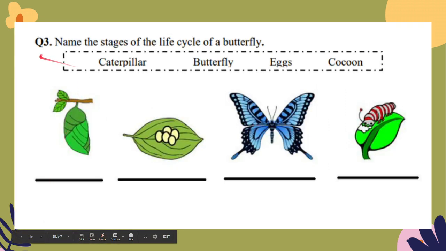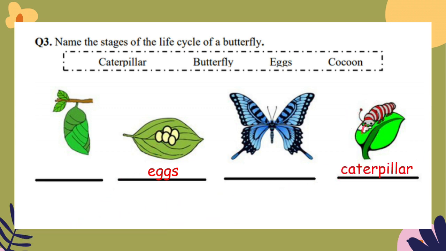Question number 3. Name the stages of the life cycle of a butterfly. Choose from these words in the box: caterpillar, butterfly, eggs, cocoon. Now, what is the first stage here? Okay, it is when the butterfly lays eggs. The second stage, when the eggs hatch into caterpillars. Now, you can see here this caterpillar is eating the leaf, so that is its habitat also.